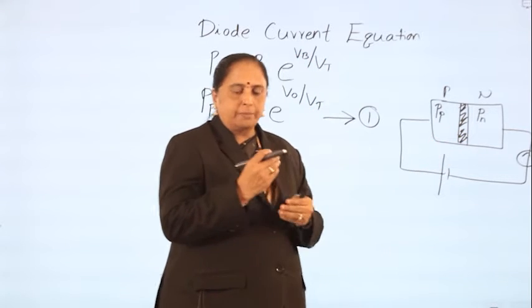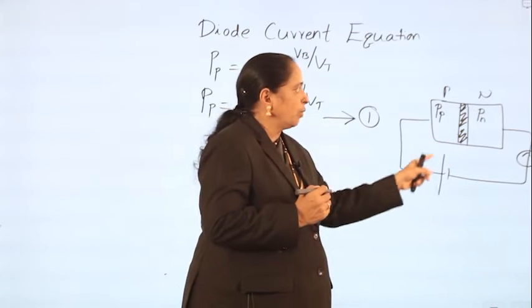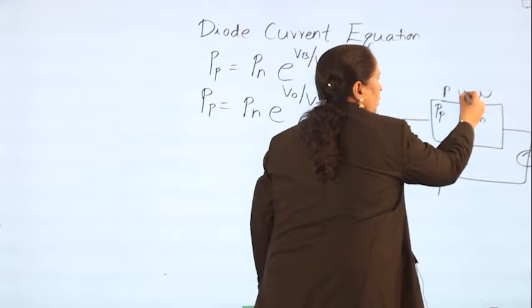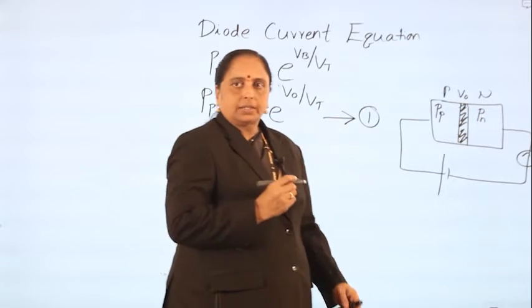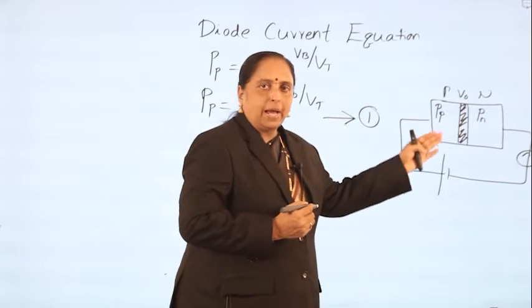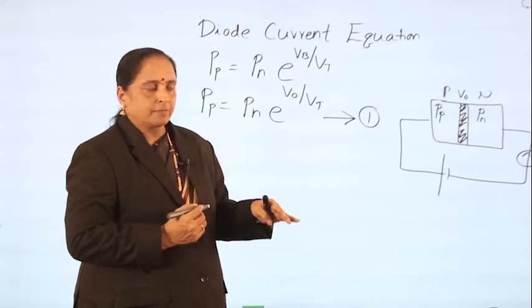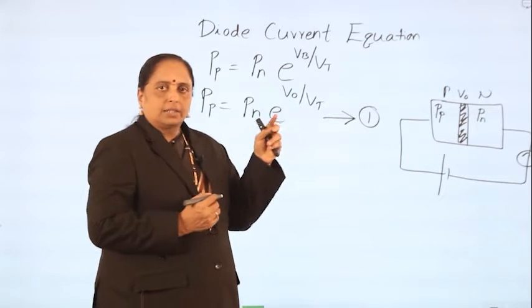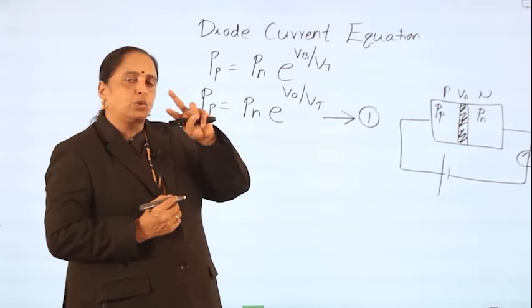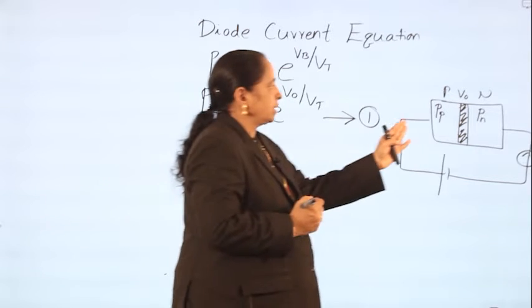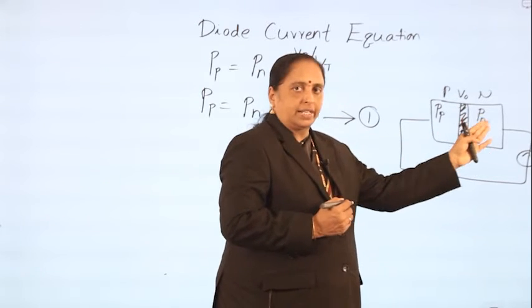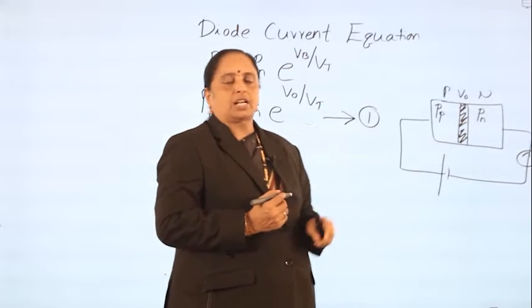So after some time, if the external voltage is more than this barrier voltage or V naught, then automatically the barrier width decreases, depletion width decreases. Therefore, here we are going to apply two changes. That is, some of the holes enter into the N region. So a new concentration comes into the picture.